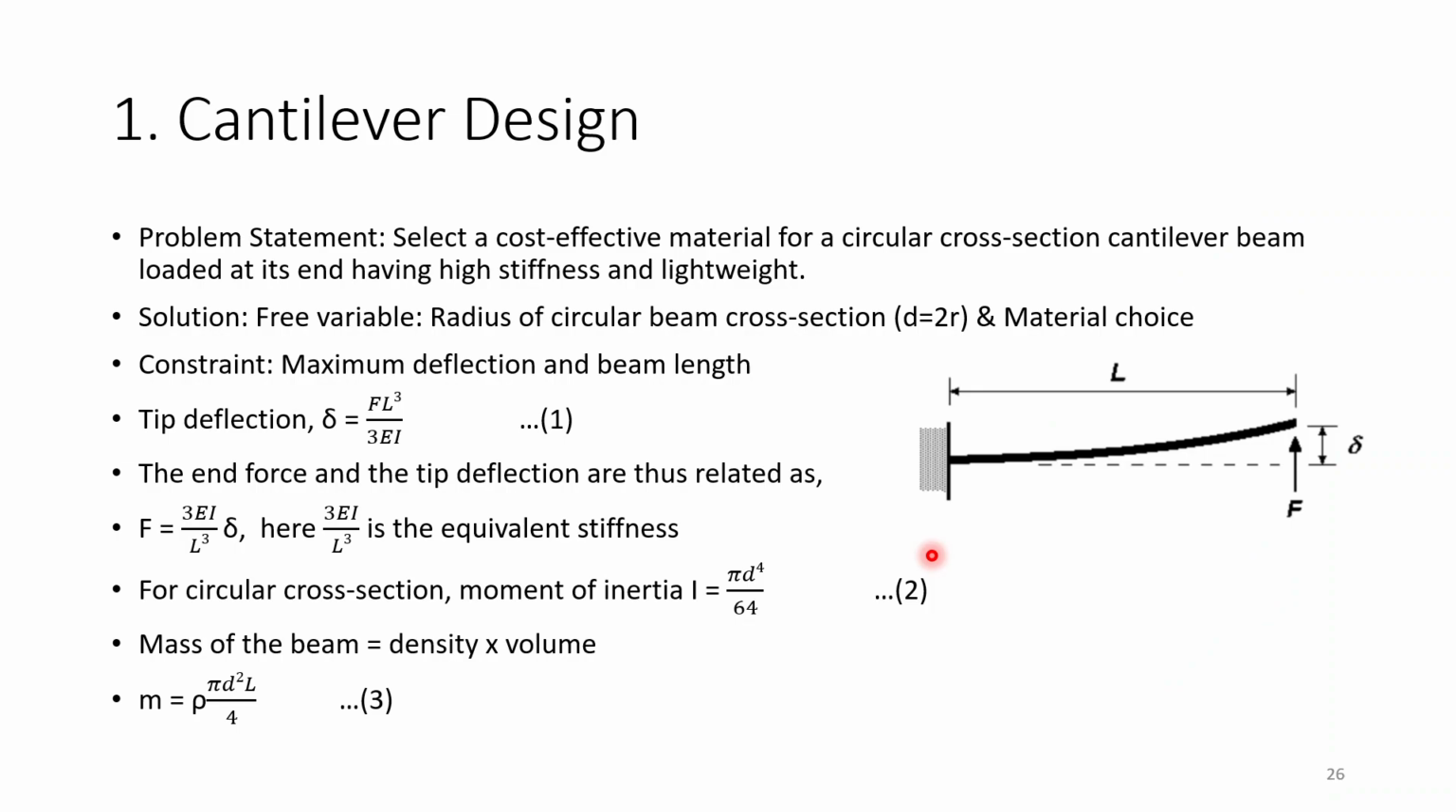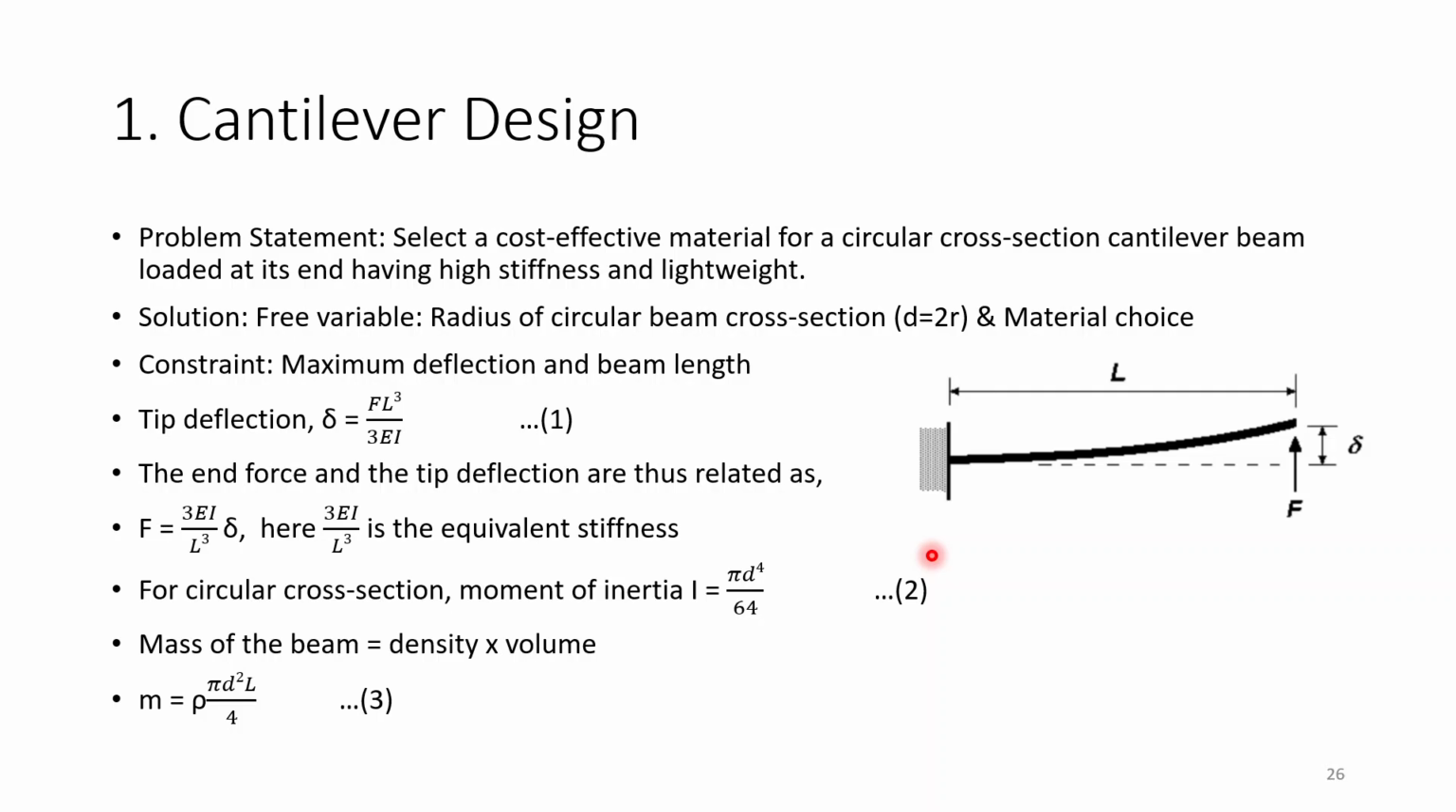Next you have cantilever design. In this problem statement, you select a cost effective material for a circular cross section cantilever beam loaded at its end, having high stiffness and light weight. And its solution, in this case you have free variables as radius of circular beam cross section, which is diameter equals to 2r, and you also have freedom of choosing material. So the constraint is you have to find maximum deflection and beam length.